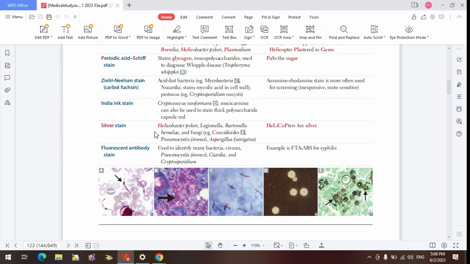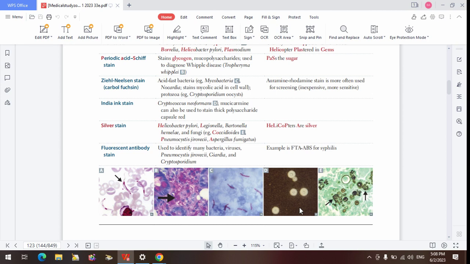If they don't use Indian ink, sometimes they can say they used mucicarmine. So they can say they use mucicarmine stain, which makes it appear red. So with mucicarmine it will appear red, but with Indian ink it will appear like this. So don't forget, Indian ink and mucicarmine are both for Cryptococcus neoformans. Don't forget. And Cryptococcus neoformans' virulence factor is a very thick polysaccharide capsule.